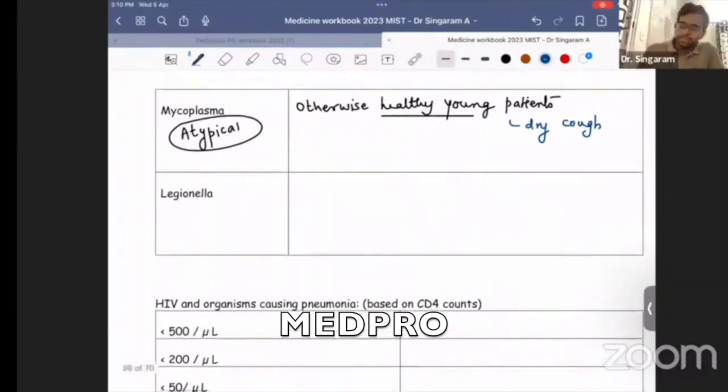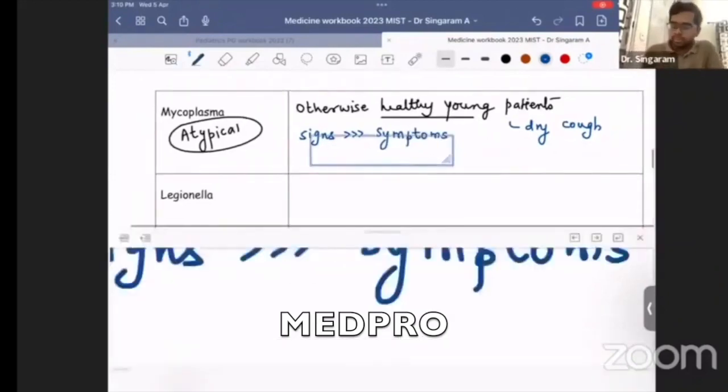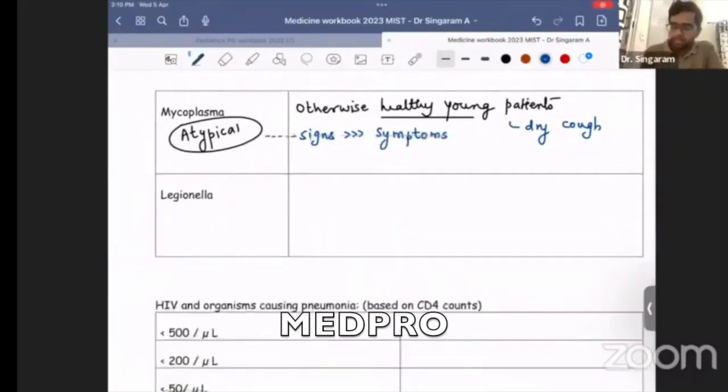And in this particular condition, signs, meaning the things which we elicit on auscultation and examination of the patient, will be much, much more than the symptoms. This is also very atypical because we generally expect symptoms to be more than signs. But in this condition, signs are more than the symptoms. This is also atypical, correct?